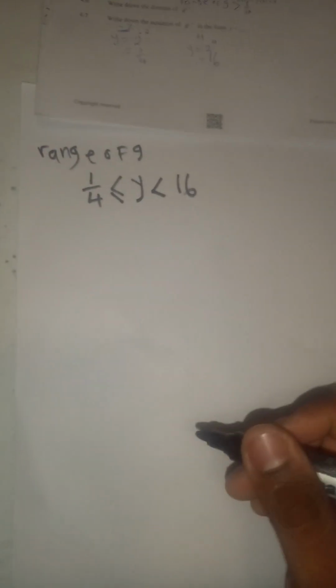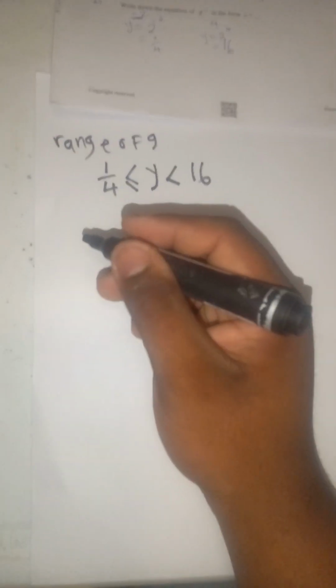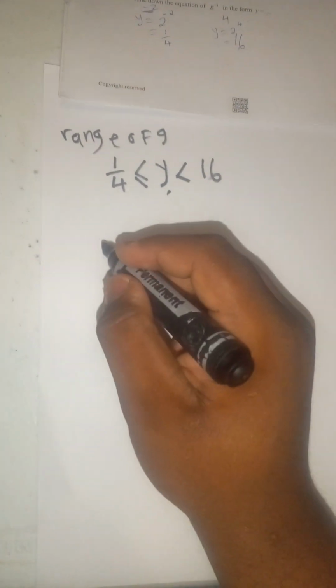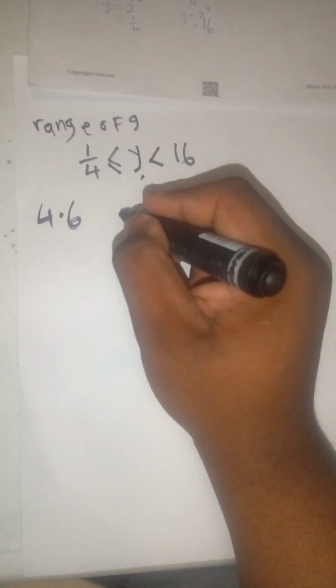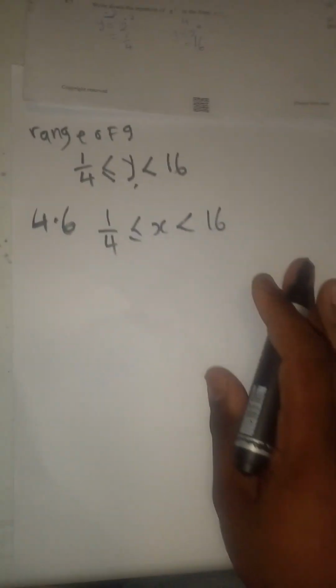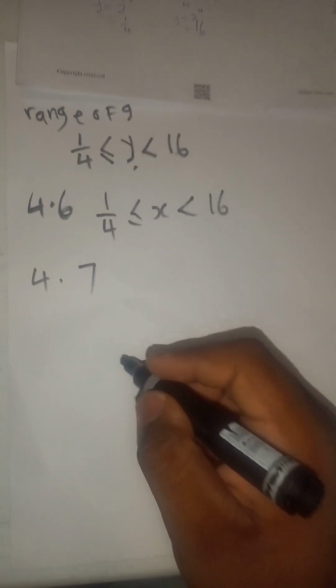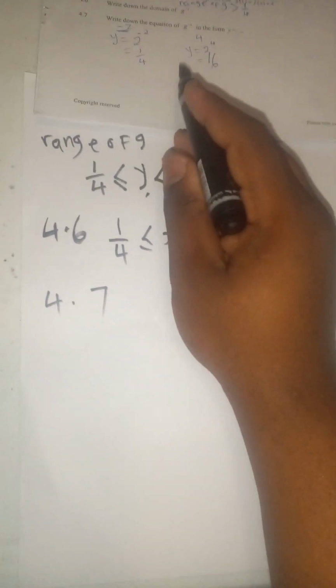But they want the domain of the inverse. I told you the domain of the inverse is equal to this range. So our answer for 4.6 is 1 over 4 less than or equal to x, less than 16. And then 4.7, they want the equation of the inverse of g.